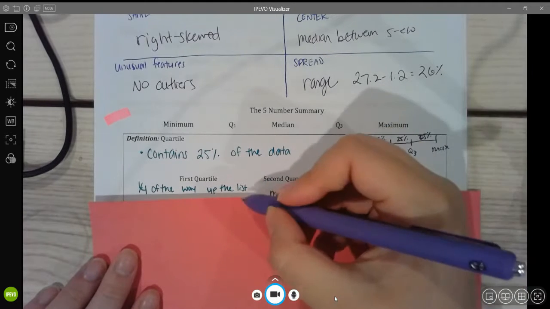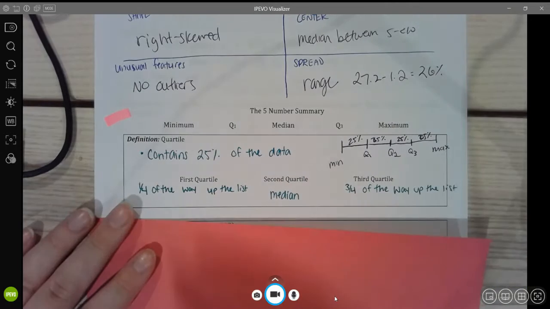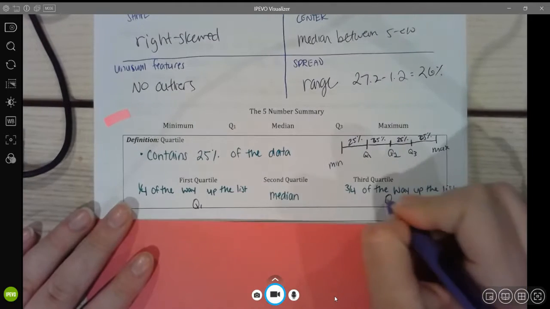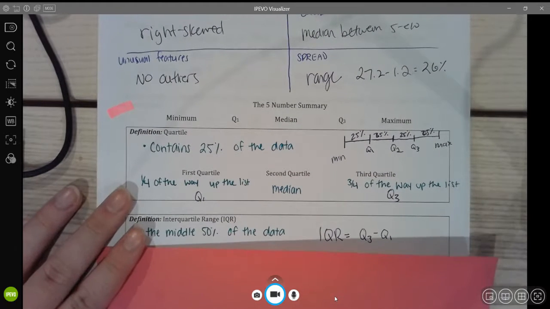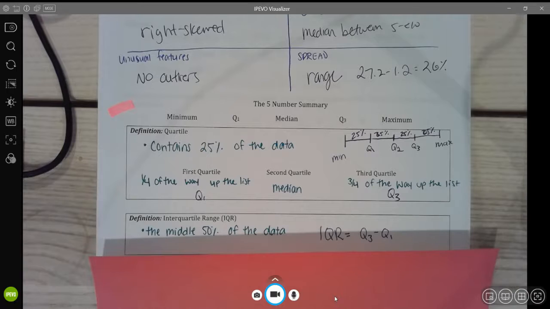Okay. The first quartile is a quarter of the way up the list, Q1, Q3. Okay. We'll talk about finding quartiles on the next page.